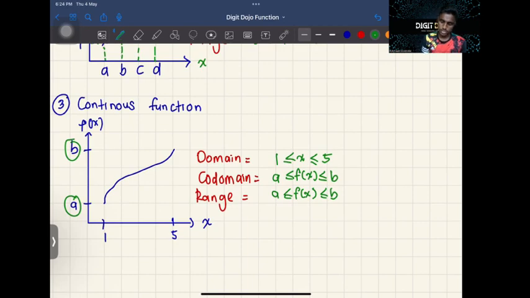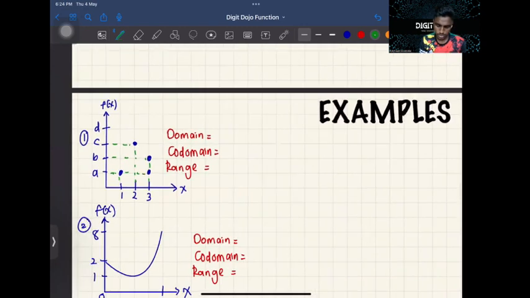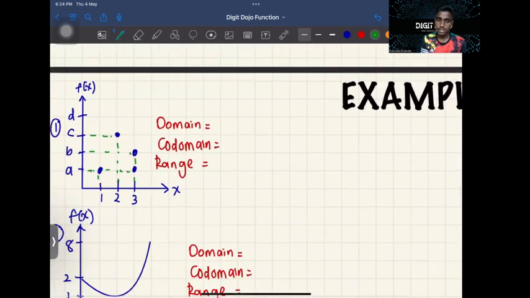All right. Now we'll check out some examples so that you all can understand well. For example number 1, is this discrete or continuous? It's a discrete function. Exactly. So for a discrete function, how do we write the domain? We don't need to write in a range form. We can just write the elements one by one. And here, what is the domain? We got 1, 2, and 3.